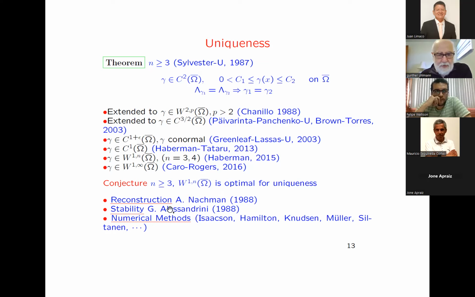And a reconstruction method was developed using the ideas from uniqueness by Nachman, and stability, meaning that if two Dirichlet-to-Neumann maps are close in some sense, then the conductivities are close. And numerical methods, that means a finite number of measurements, were developed by many authors based again on the mathematical ideas using the uniqueness proof.